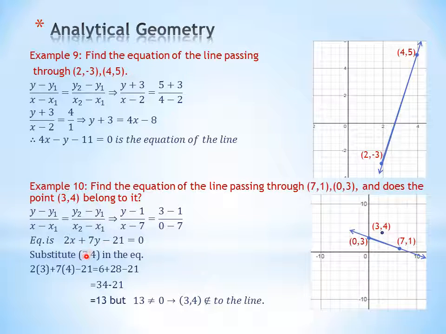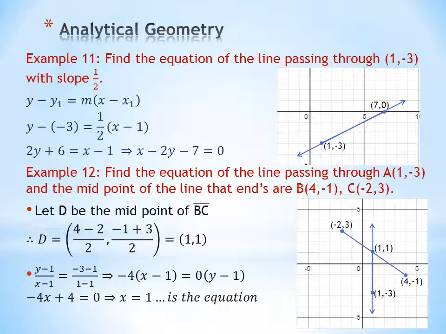Now we want to check: does the point 3, 4 belong to this line or not? Here is the equation. Instead of x we substitute 3, and instead of y we substitute 4, and here is the substitution. The answer is going to be 13, but the equation says this equals 0, and 13 is not 0. That's why 3, 4 does not belong to the line, and here is the graph, where it's clear where 3, 4 is.